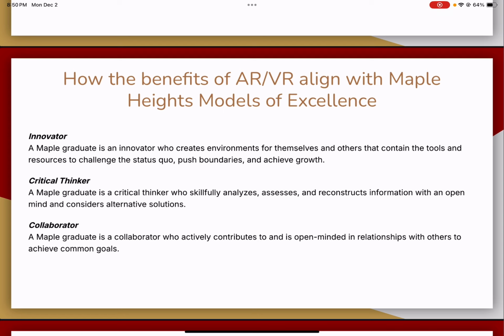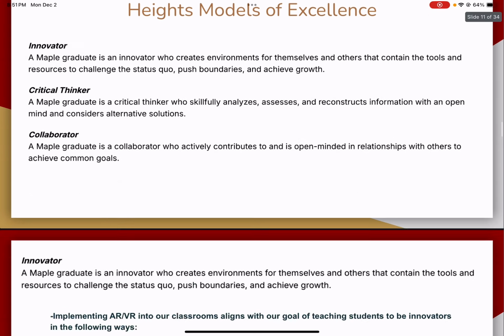Innovator, critical thinker, and collaborator stood out most to me when relating it to augmented reality and virtual reality, as I think these technologies are innovative in themselves. So they would help our students become better innovators using these new technologies. I also think a lot of the big benefits of AR and VR is you're engaging students in problem solving. So that would help them become critical thinkers. And in problem solving, it would also help them work on their collaboration skills as well.